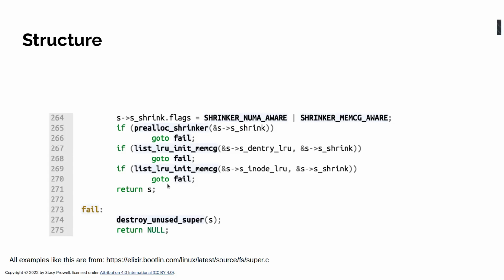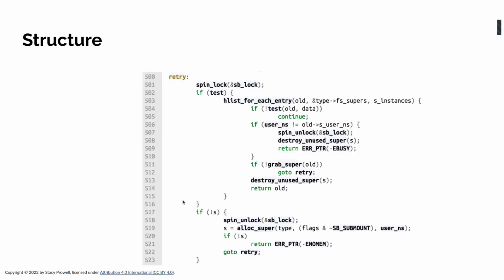So I check for these bad situations and I go to fail. And fail says, destroy the unused super block and return null. So a little piece of allocation here. Here are these little gotos. Just the way they wrote the code in Linux.